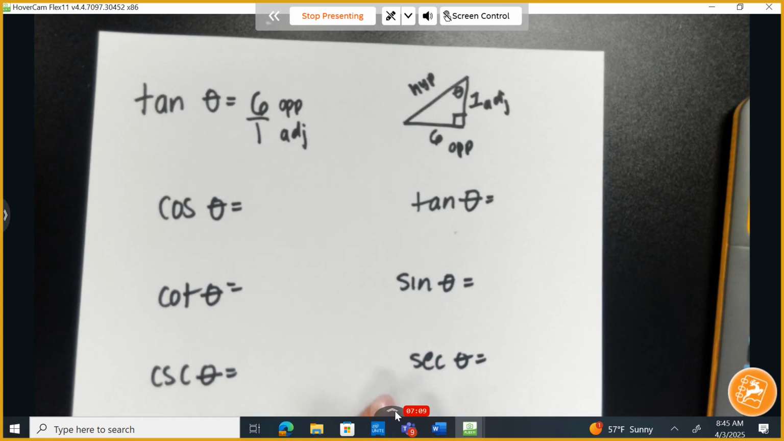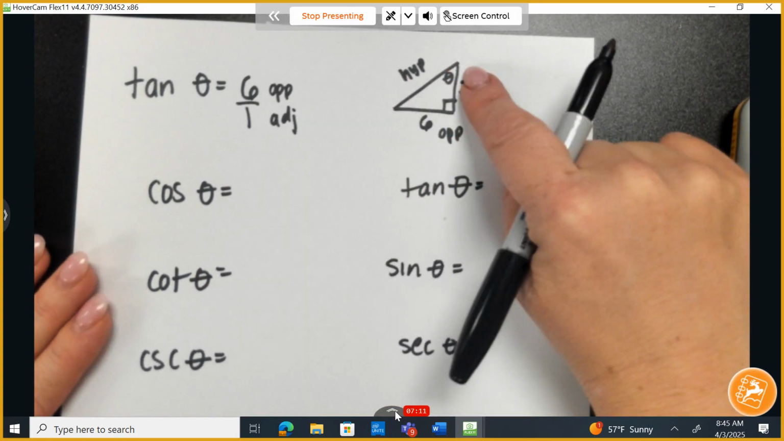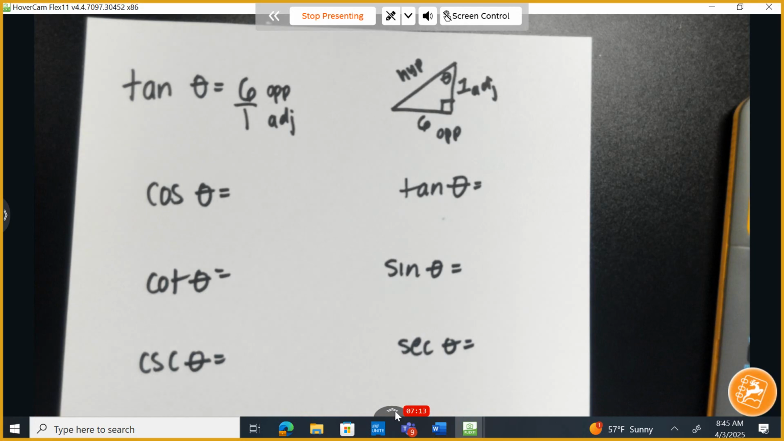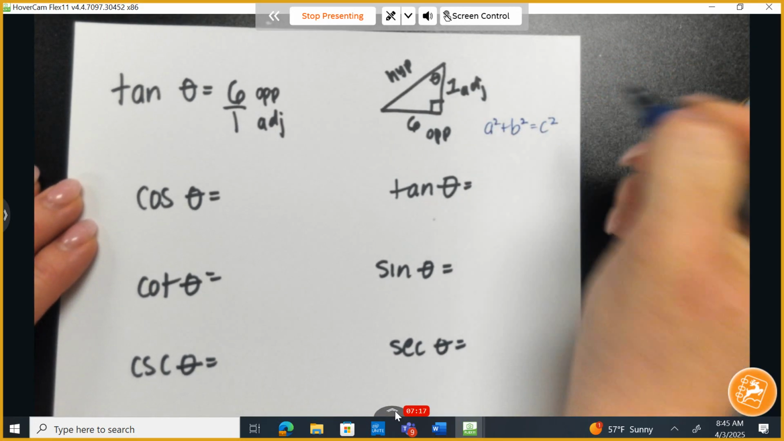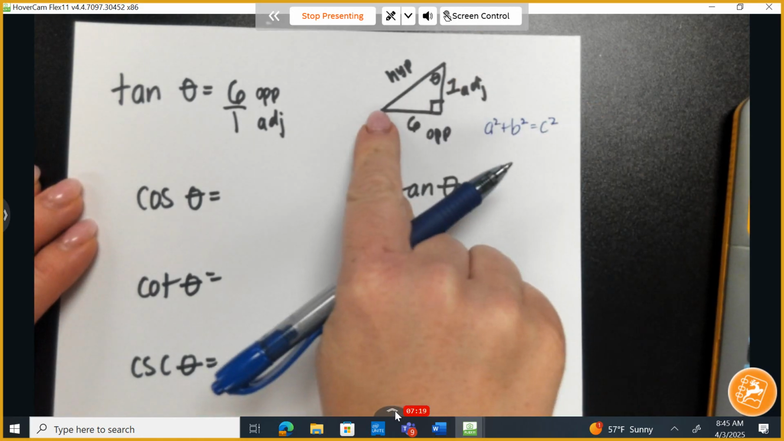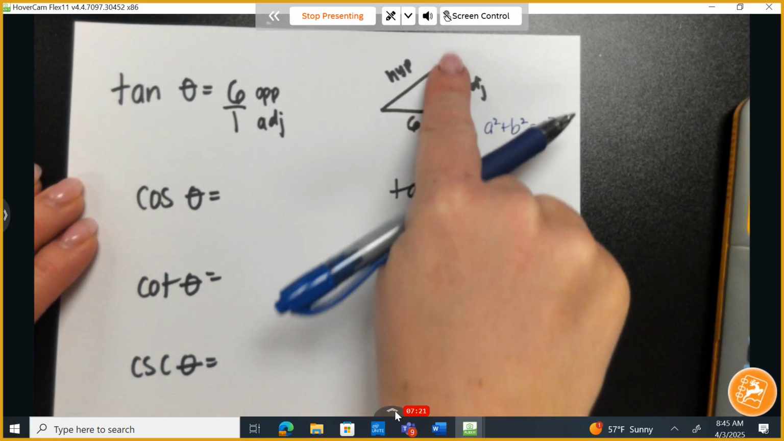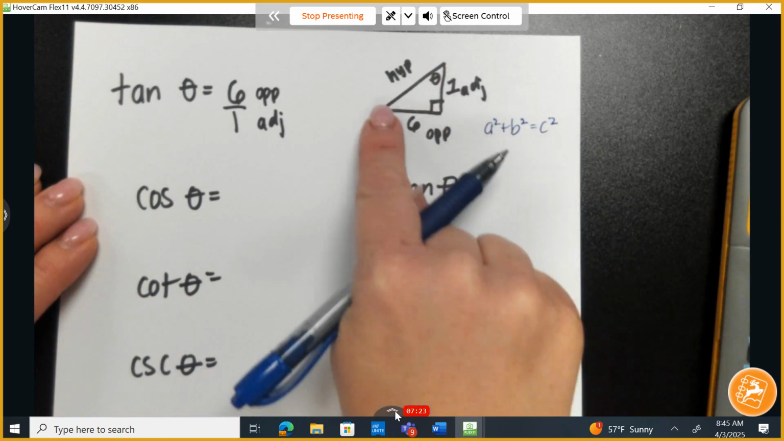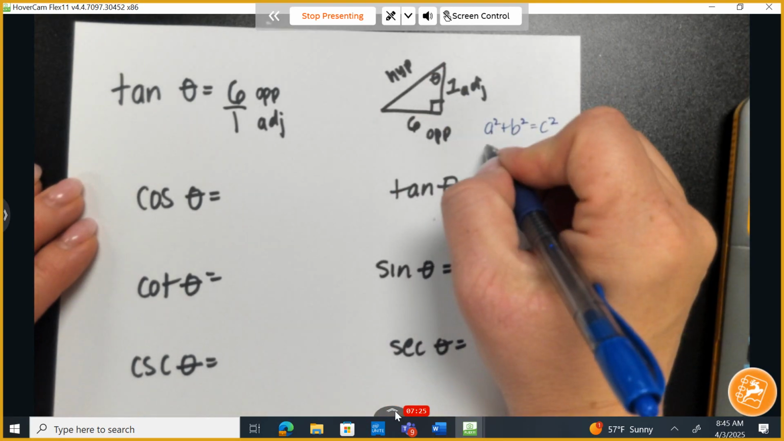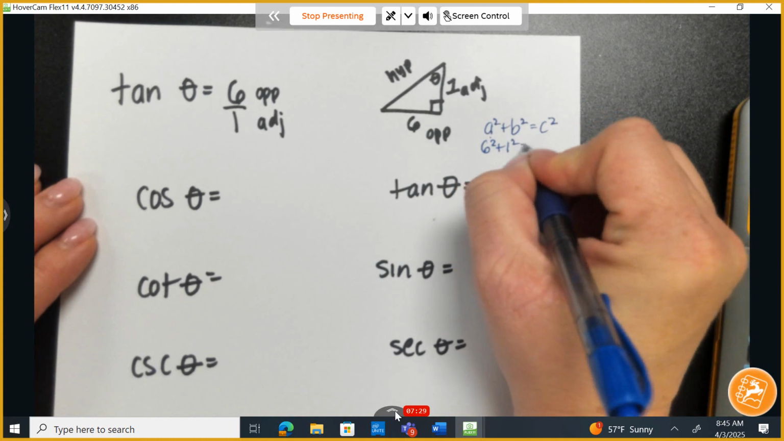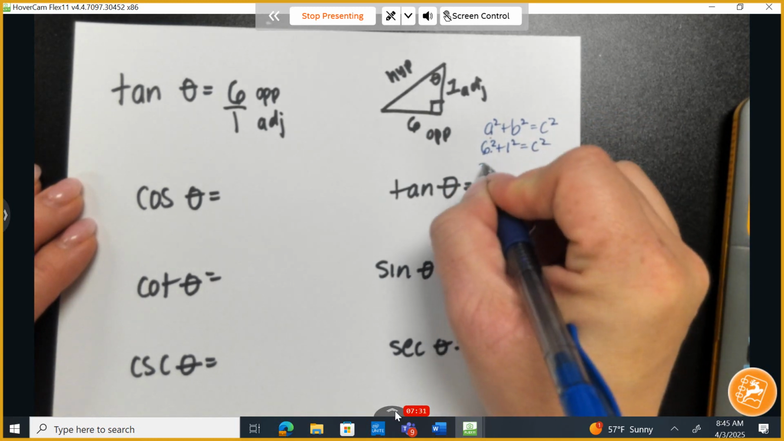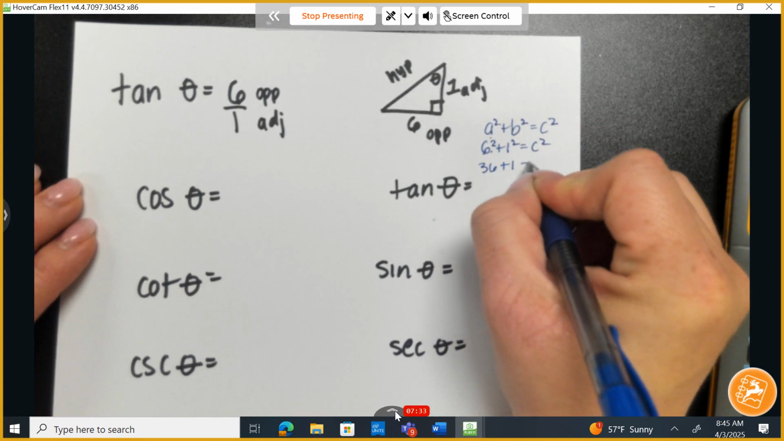Now we need to figure out what is the missing length. Well, the missing length, that third side, is the hypotenuse. So I'm going to say a squared plus b squared equals c squared. Okay, here we go. This time I happen to have both legs. A and b are always the legs that help create the right triangle. It doesn't matter if the 6 is the a or the b. 6 squared plus 1 squared equals c squared. 6 squared is 36. 1 squared is 1.